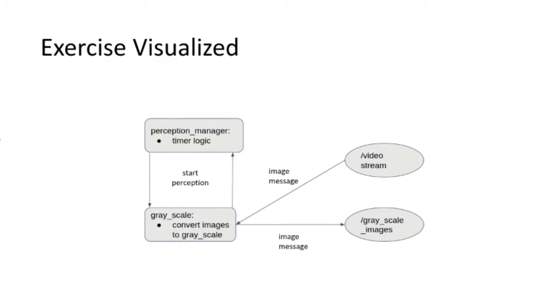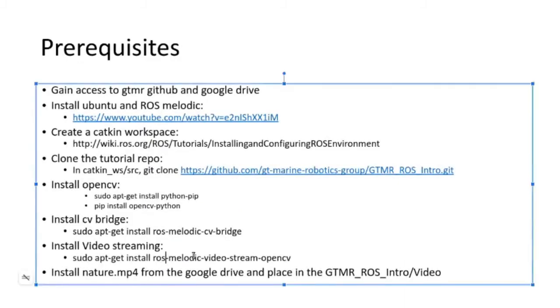Where does the video stream come from? Like, who publishes to that topic? Okay, good question. So we're going to be using a library. I think it's on the next slide. The library is called video stream opencv, and there's an MP4 file, and this library has a node that will publish out the video stream to a topic.